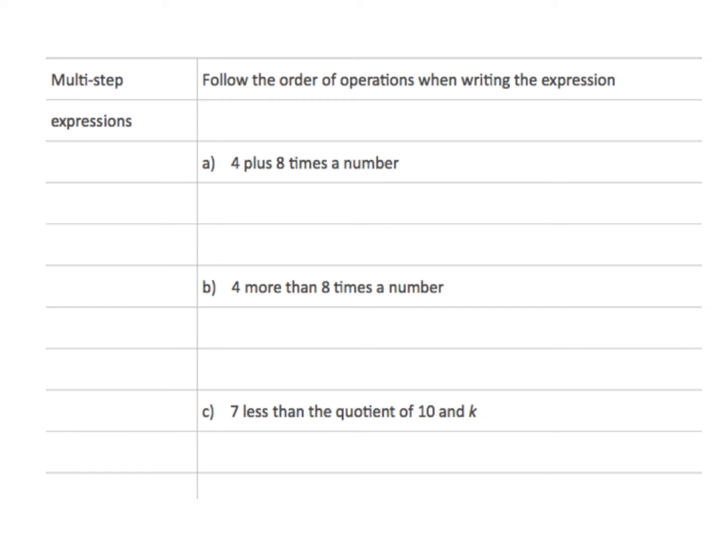So let's move into multi-step expressions. That's what we're going to work on now. That has more than one operation, okay? So here we go. 4 plus 8 times a number. So this is going to be 8 times a number. So I'm just going to write 8n.